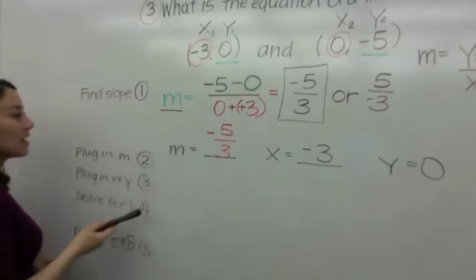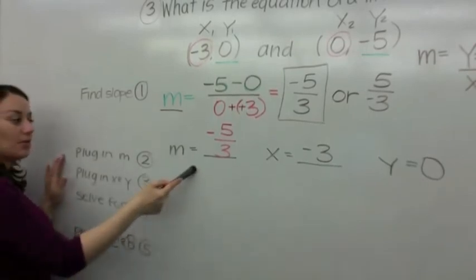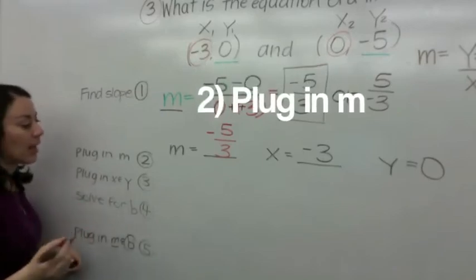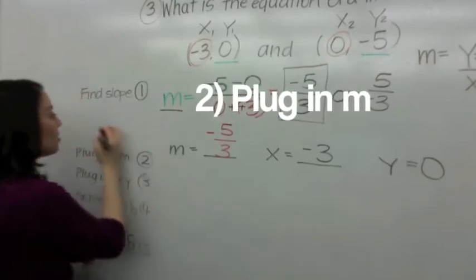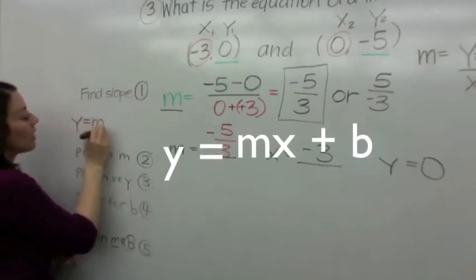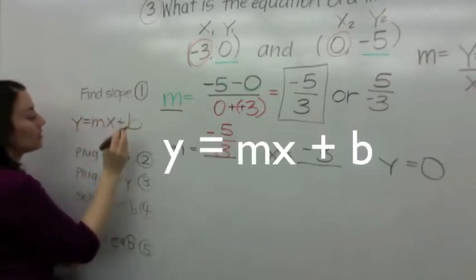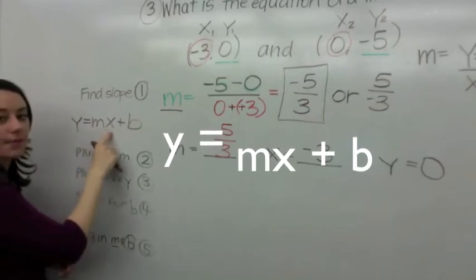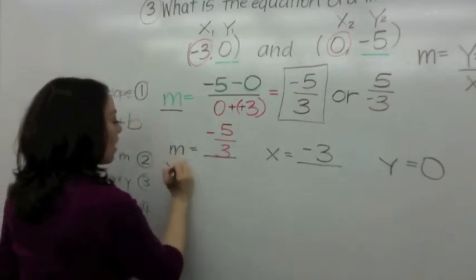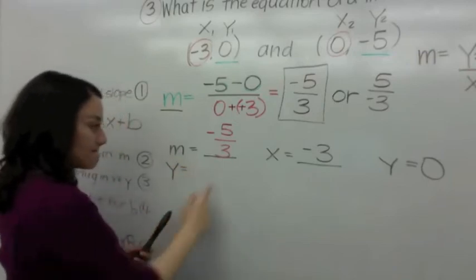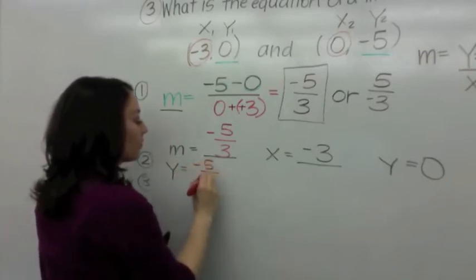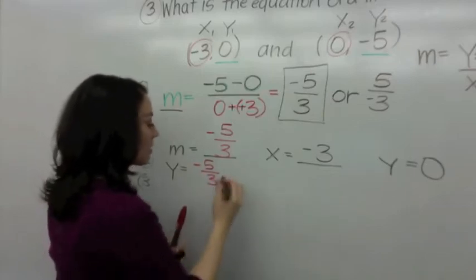So then, now that we found slope, okay, we can write the linear equation, but first we have to plug in m. So let's plug in m. And you have to remember, y = mx + b. Okay, read this equation with me. Y equals mx plus b. So we say, okay, y equals, what is m? M is -5 over 3, x plus b.